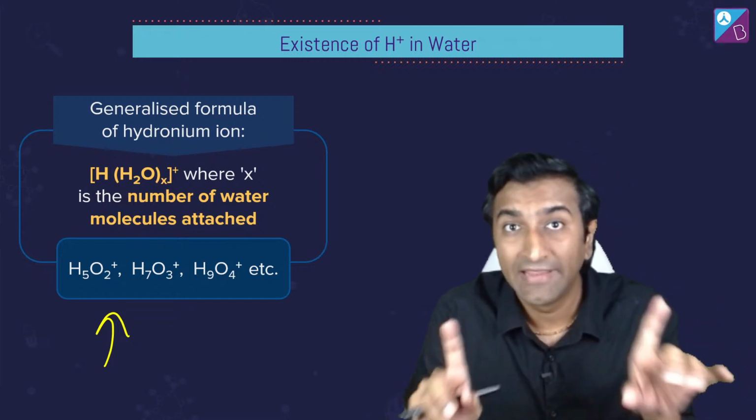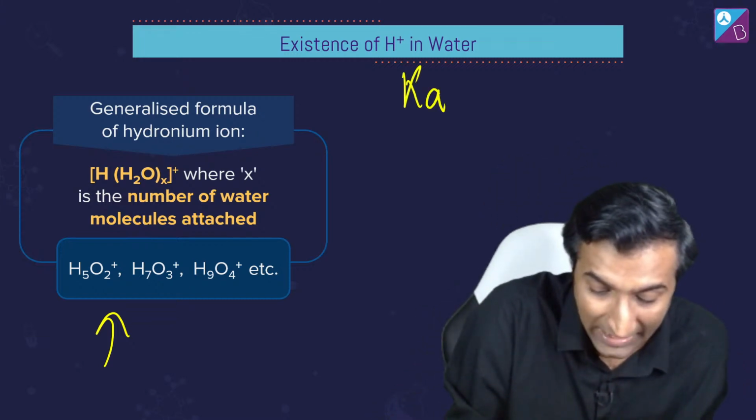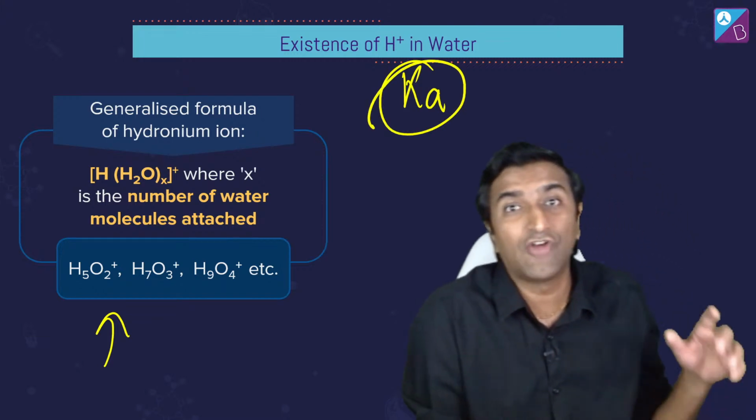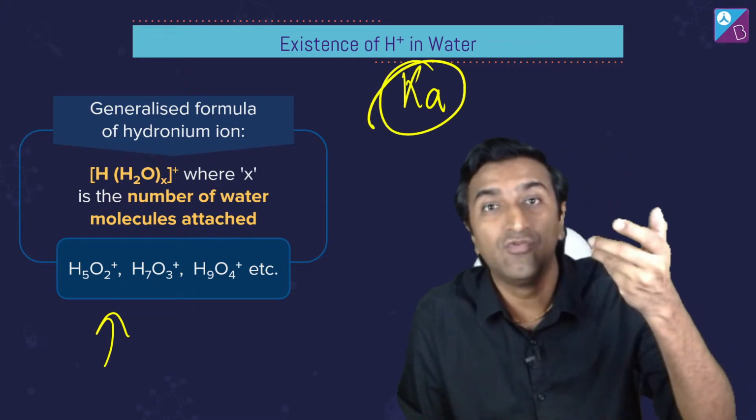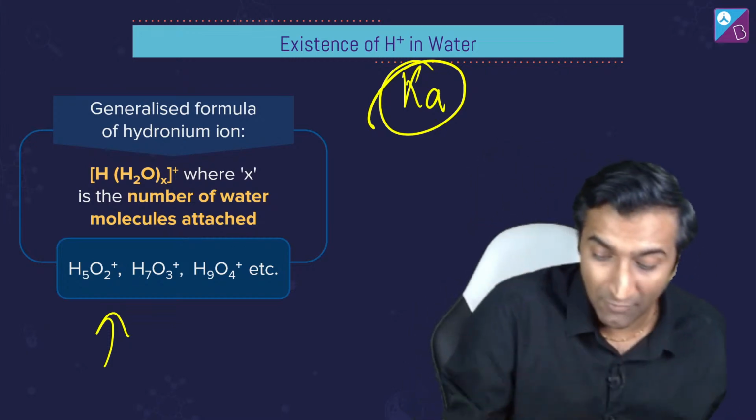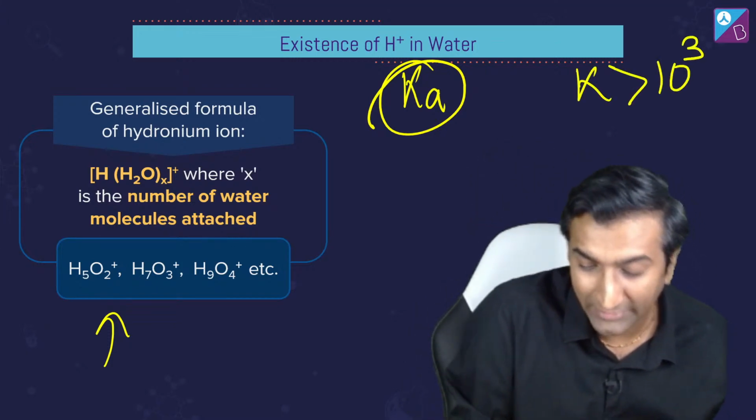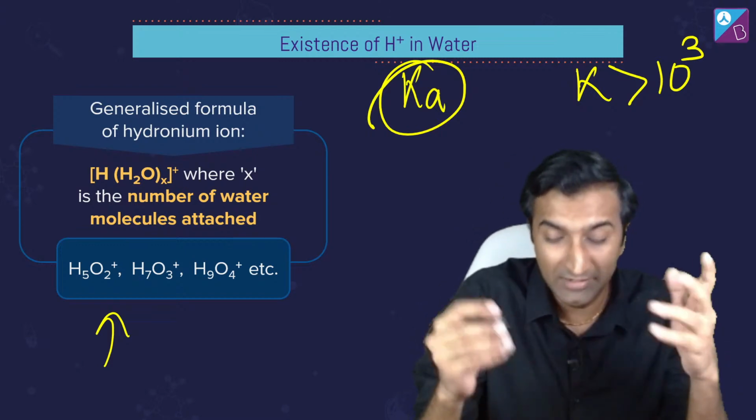But in the lab, how will you find out? With this idea of Ka, the dissociation constant of the acid. The bigger its value, the stronger the acid. You remember from last session, we said if K is greater than 10 power 3, then it's a good acid, a good reaction is happening.